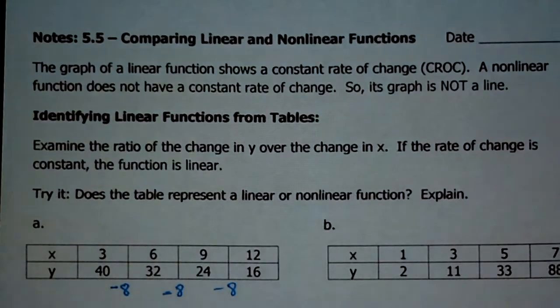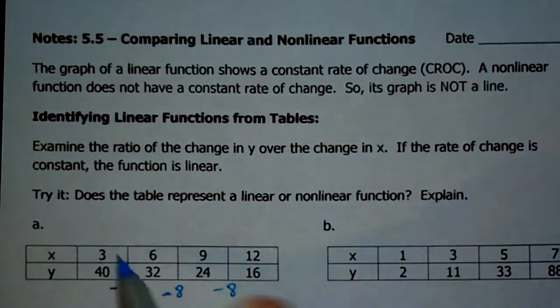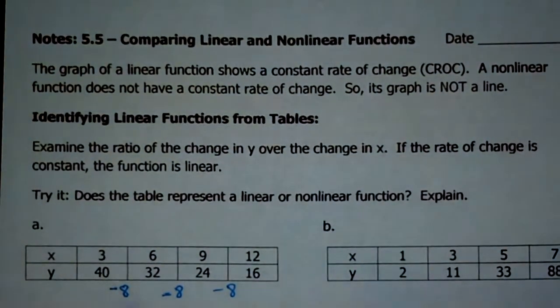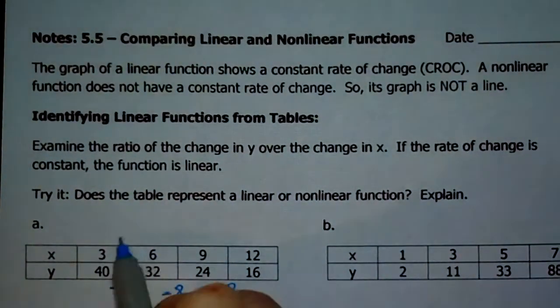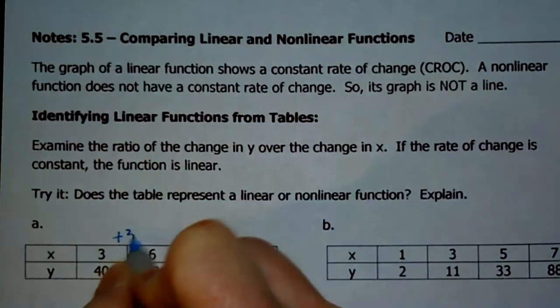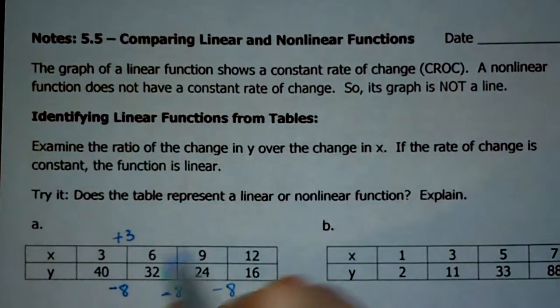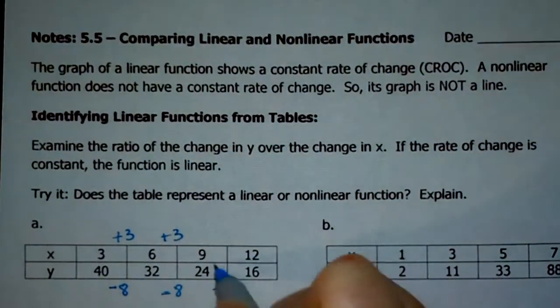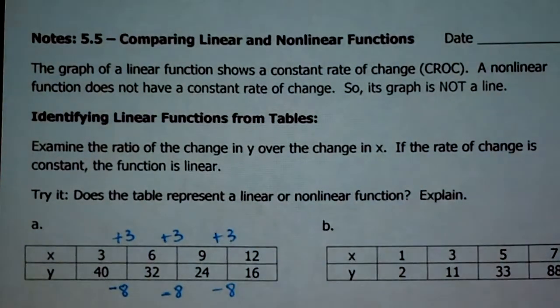Now remember, if it's a constant rate of change, it has to be the same every single time, and it's the change in y versus the change in x. So we have to figure out the x as well. Don't just look at that and say, yup. We have to make sure that our x values are doing the same kind of thing. So to get from 3 to 6, we're going up by 3, or 6 minus 3 is 3. From 6 to 9 is also up by 3. From 9 to 12 is also up by 3.